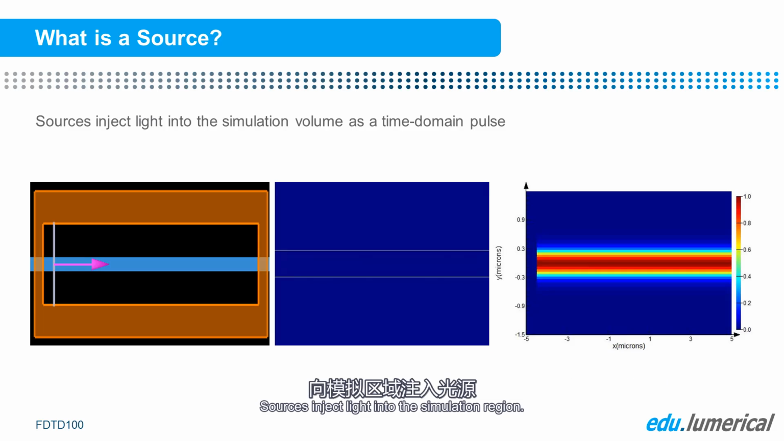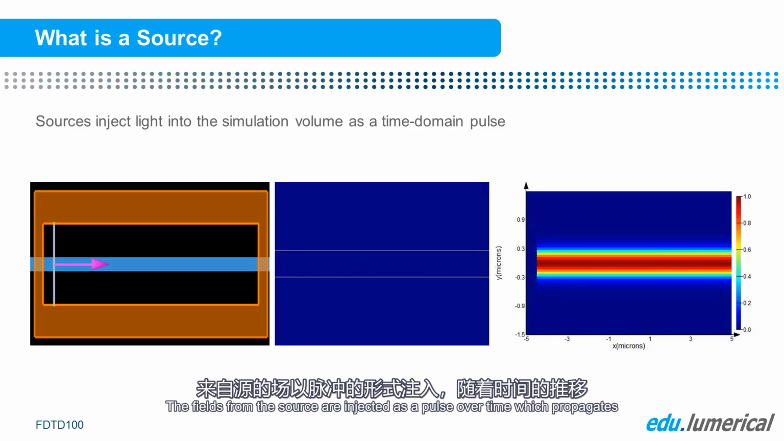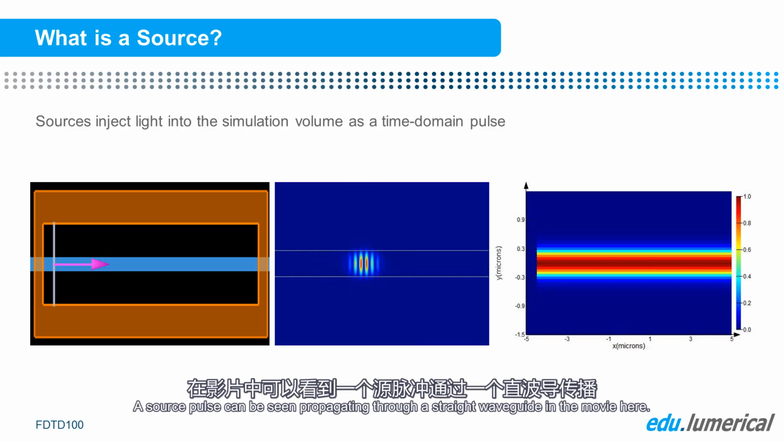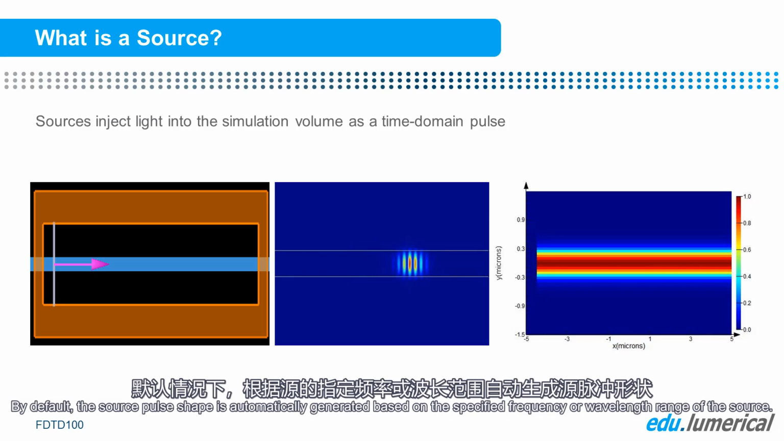Sources inject light into the simulation region. The fields from the source are injected as a pulse over time, which propagates through the simulation volume and interacts with surrounding structures. A source pulse can be seen propagating through a straight waveguide in the movie here. By default, the source pulse shape is automatically generated based on the specified frequency or wavelength range of the source.